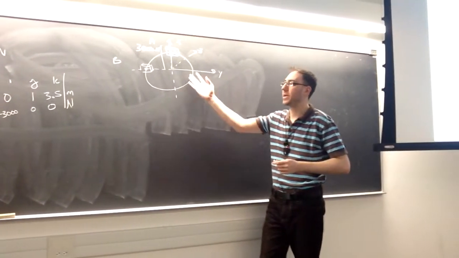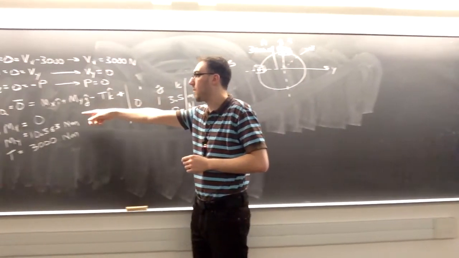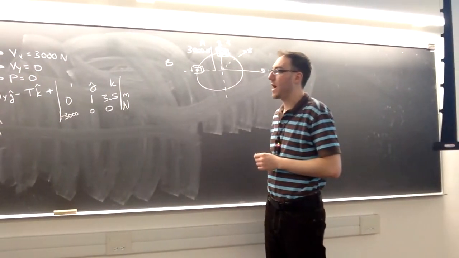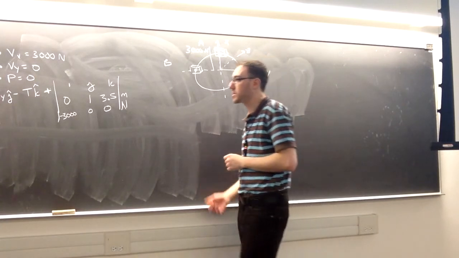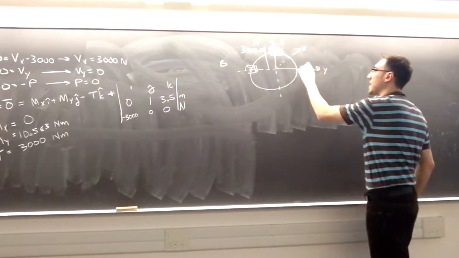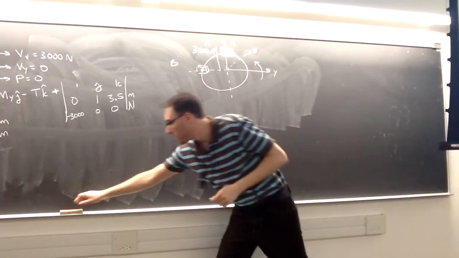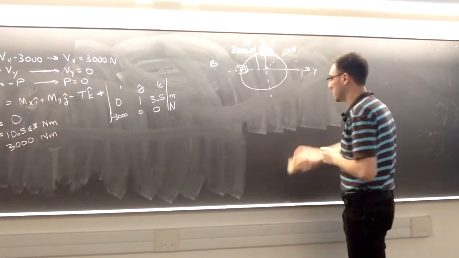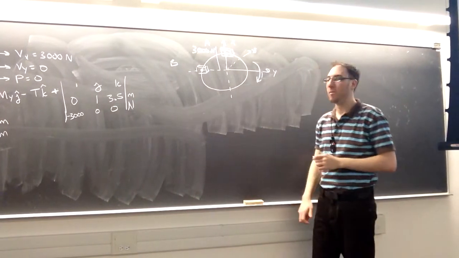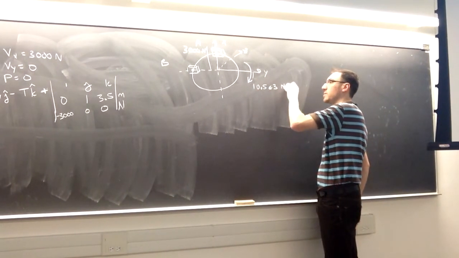Vy was 0, so I don't need it in this picture. P was 0, I don't need it in this picture. Mx is 0, I don't need it. My is not 0. In my first picture, I assumed it was around the positive y-axis. It was positive, so that assumption was correct. So around the positive y-axis, I'm going to have a moment. Wrong direction there. Around the positive y-axis here, I'll have a moment of 10.5 times 10 to the third Newton meters.